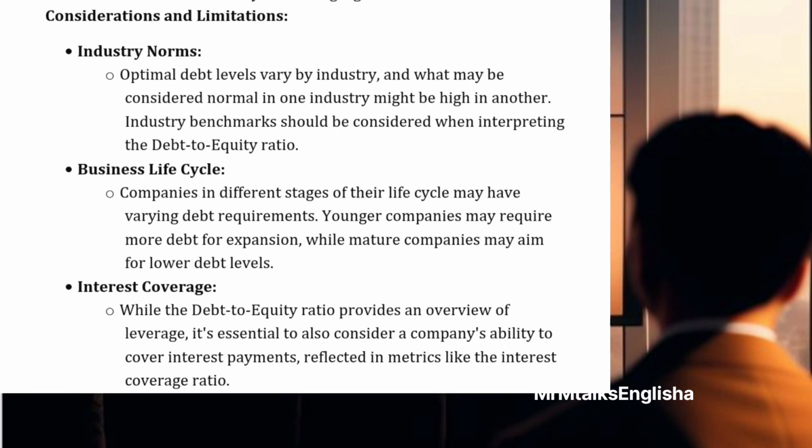Considerations and limitations. Industry norms. Optimal debt levels vary by industry, and what may be considered normal in one industry might be high in another. Industry benchmarks should be considered when interpreting the debt-to-equity ratio. Business life cycle. Companies in different stages of their life cycle may have varying debt requirements. Younger companies may require more debt for expansion, while mature companies may aim for lower debt levels.